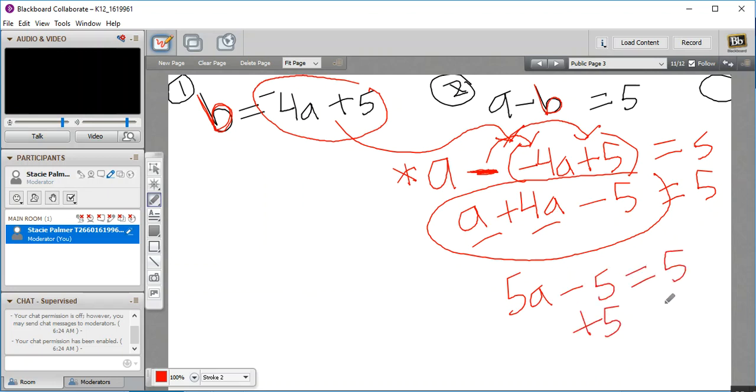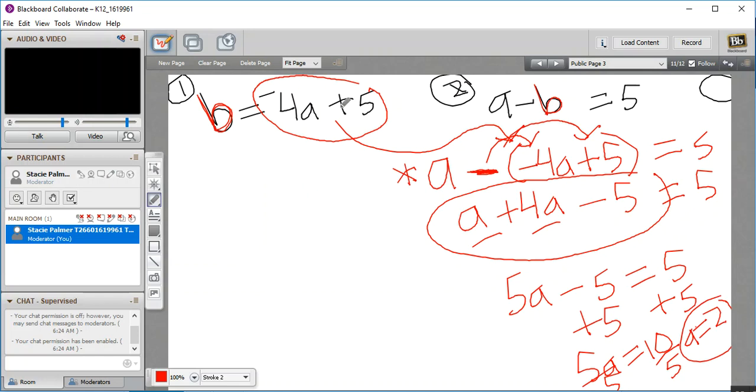Then we would add 5 to both sides. So 5 times a equals 10. Divide by 5 on both sides, and a equals 2. Sorry, I'm kind of running out of room here. So on this one, we know our a is 2.